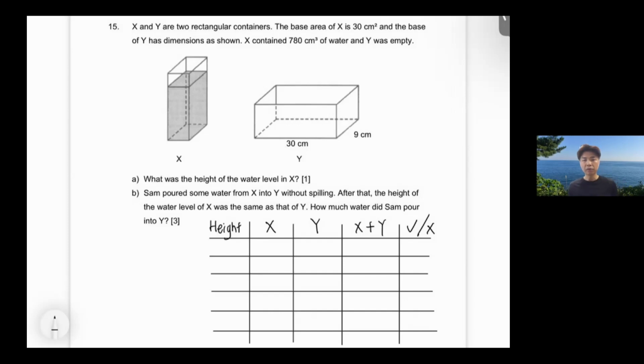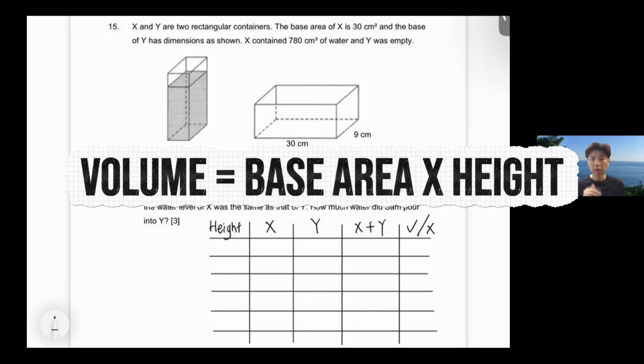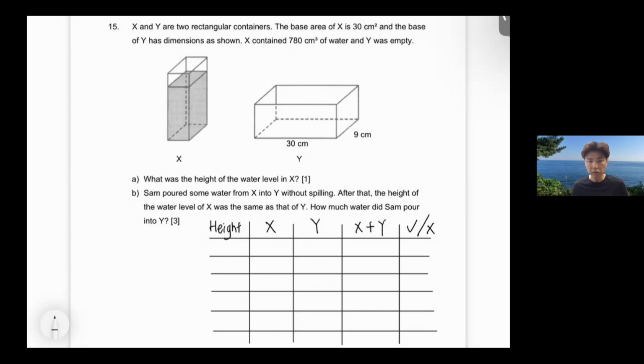Now, before we make our first guess, students have to understand that in order to find the volume of water in the container, we have to take the base area of the container multiplied by the water level, the height of the water in that container. So we need the base area of the containers first. For container X, it is given as 30 square cm. For container Y, we need to work it out first.